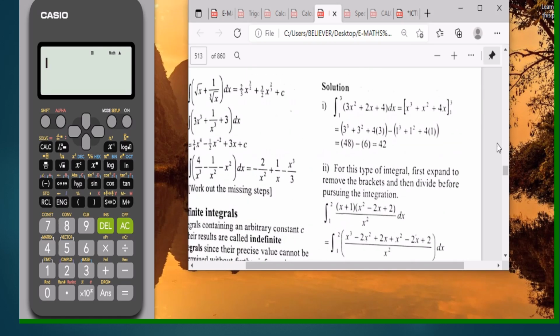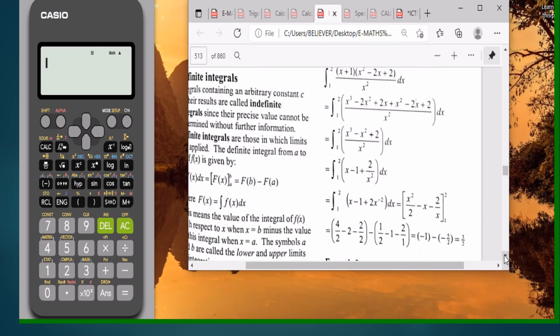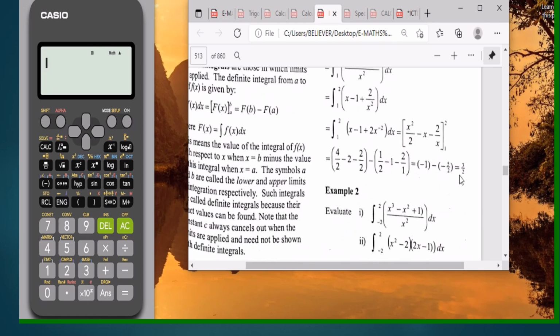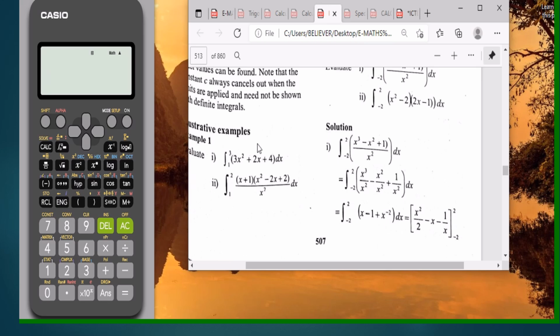So the solution to question 2 is this. So this is how it starts. This is the question, and this is how it's being done. So you can pause the video and monitor how it is being done, and the answer they got was 1.5. So let's try with the calculator. My main work is to teach you how to use the calculator. Alright, so let's try with the calculator.